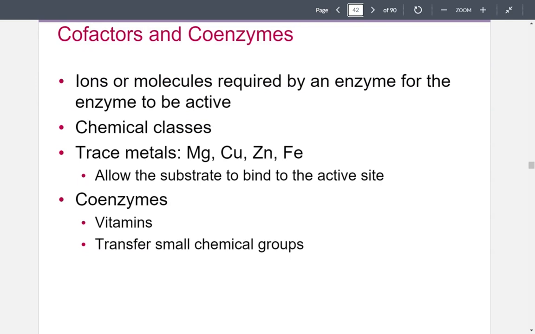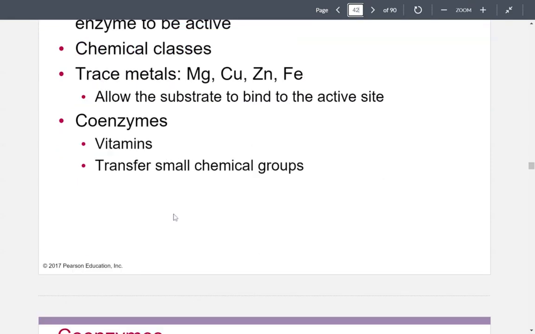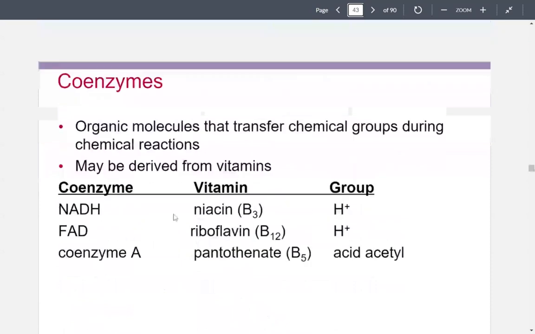And then we have vitamins, and that can transfer small chemical groups to the enzyme and act as a coenzyme. These are going to be things like niacin, riboflavin, pantothenate. You probably don't know those names, but if I were to say B3, B12, and B5, you have probably heard of those before. Those are going to be coenzymes with NADH, FAD, and coenzyme A. That's what NADH, FAD, and coenzyme A are derived from: these vitamins.